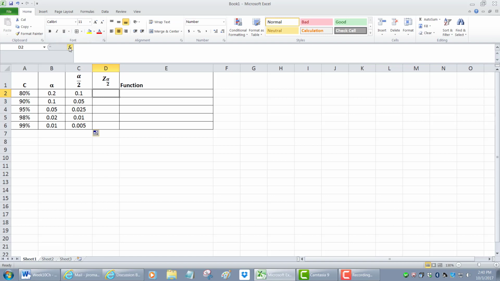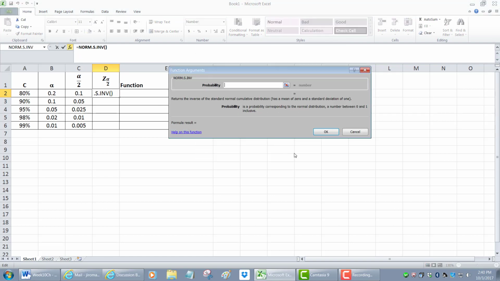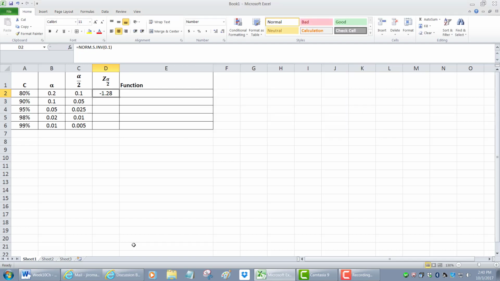So we're going to use the function norm.s.inverse. We're using the inverse normal to find a z-score. And so let me put in that my probability is 0.1. Oh, well, wait. That gave me the negative z-score. Let me think why that is. Okay, because the norm inverse gives you the z-score with 1% on the left. But what I really want is the right tail one. I really want the area to the right.